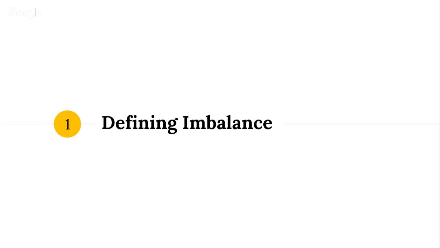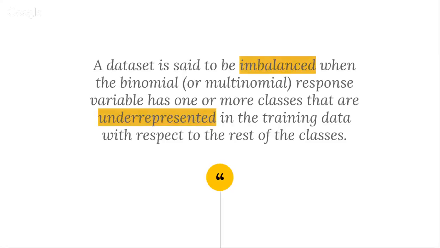So first thing we want to do here is define balance. Here's a nice quote, but maybe it'll just be a bunch of jargon, we'll see. A data set is said to be imbalanced when a binomial or multinomial response variable has one or more classes that are underrepresented in the training data with respect to the rest of the classes. So when we read this, we generally understand what it's saying. How many people kind of understand?